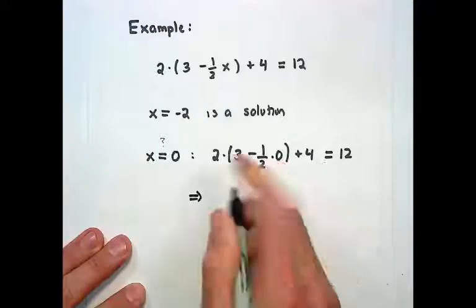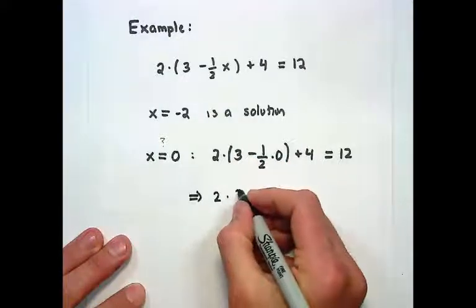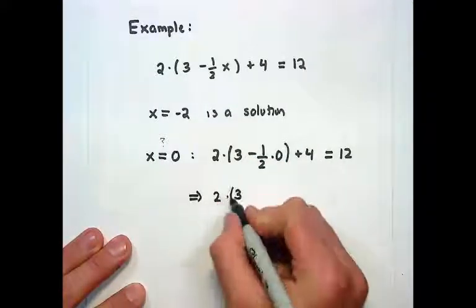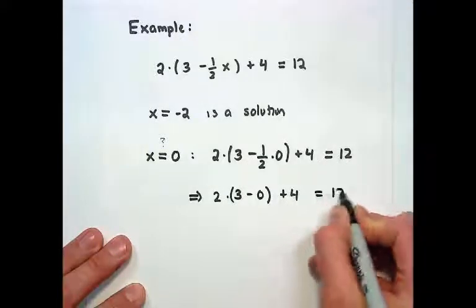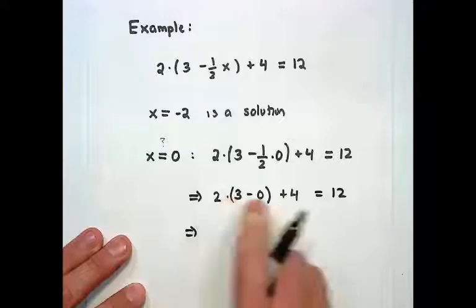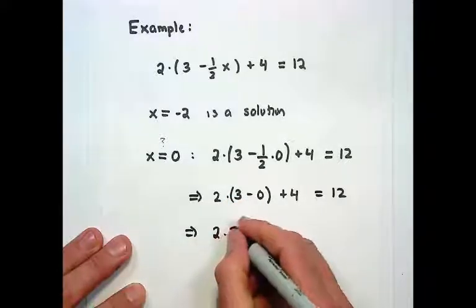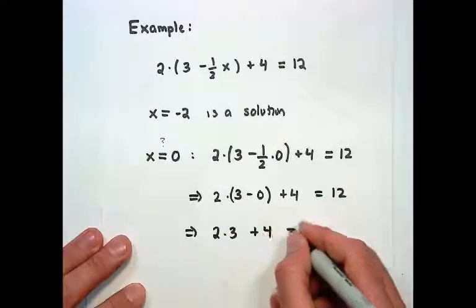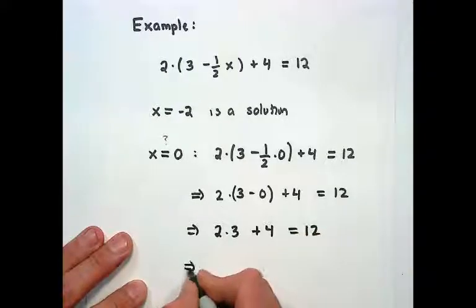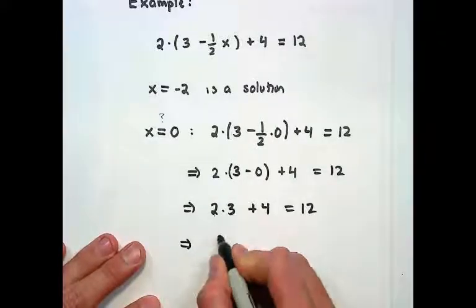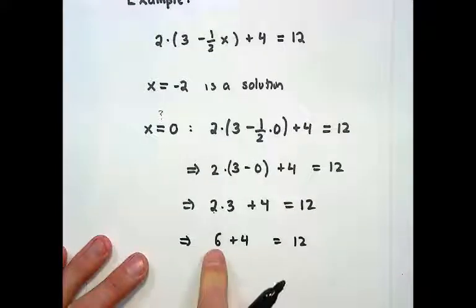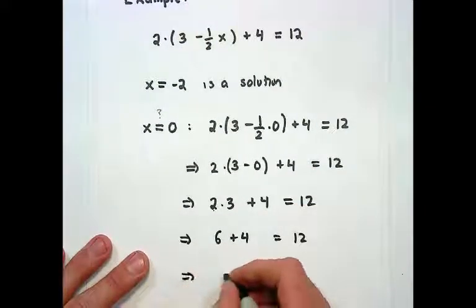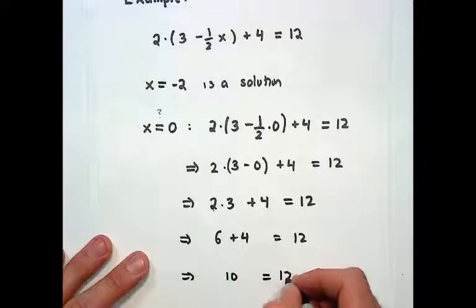Well, 1/2 times 0 is 0. So now I've got 3 minus 0. Well, 3 minus 0 is just 3 because I'm not doing anything to 3. And then now I have 2 times 3 is 6 plus 4 equals 12. Is 6 plus 4 equal to 12? Well, let's see. Is 10 equal to 12?